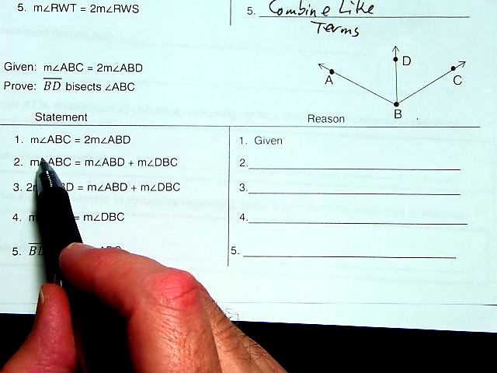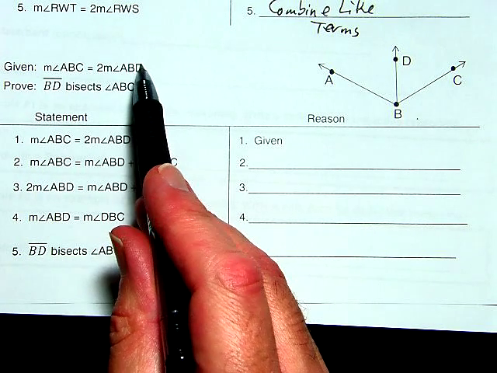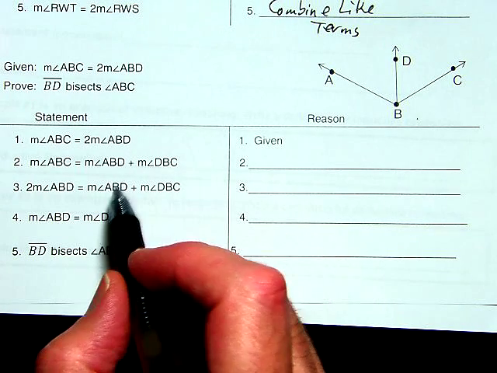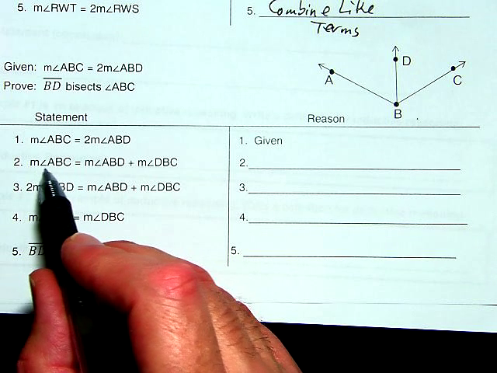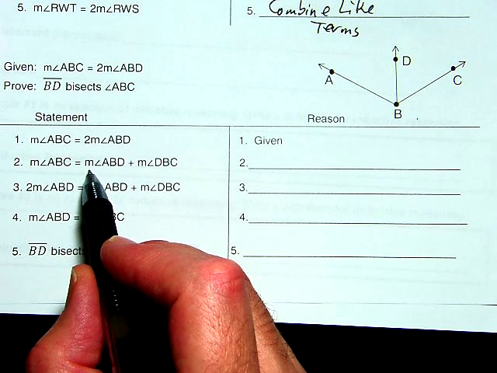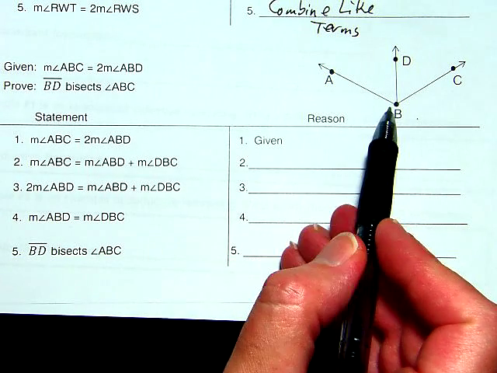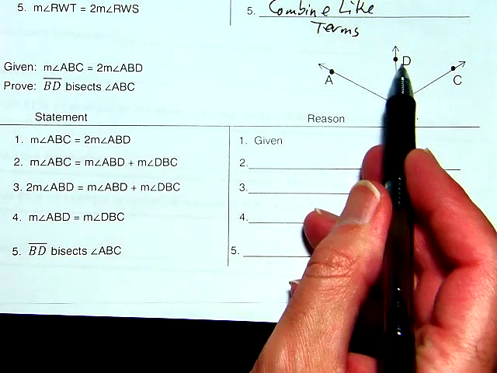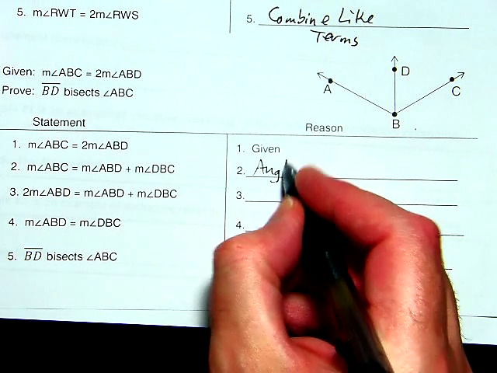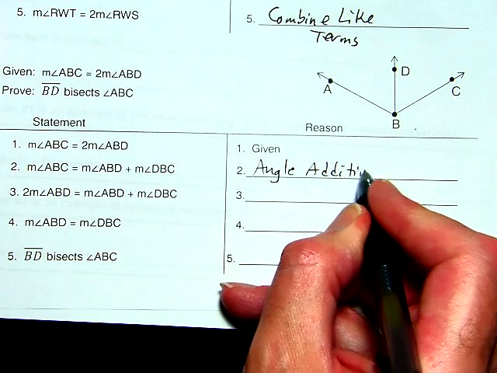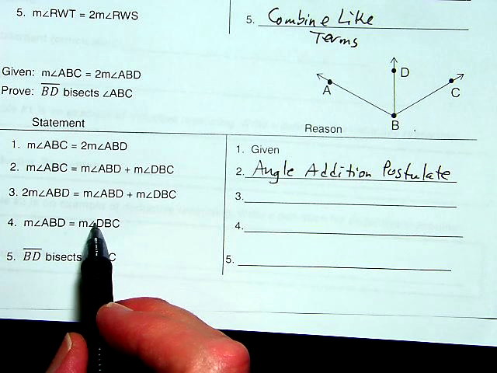Well, we start with our original statement, which is the measure of angle ABC is 2 times the measure of angle ABD, which is given. Then we formulate the second statement, that the measure of the large angle, the outside angle ABC, is equal to the sum of the measures of each of the smaller angles that make it up. The measure of angle ABD, which is this angle here, plus the measure of angle DBC, which is this angle here. That is because of the angle addition postulate. Okay, so far so good.